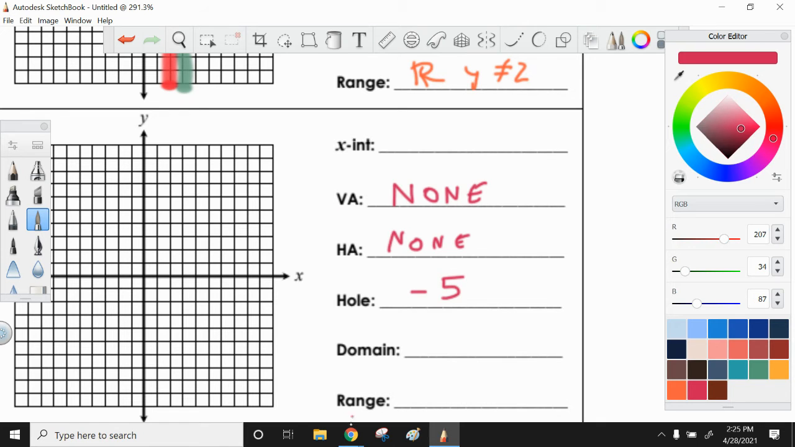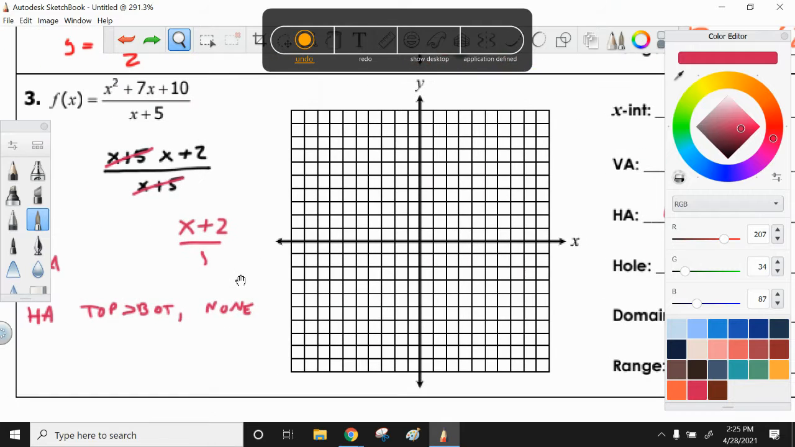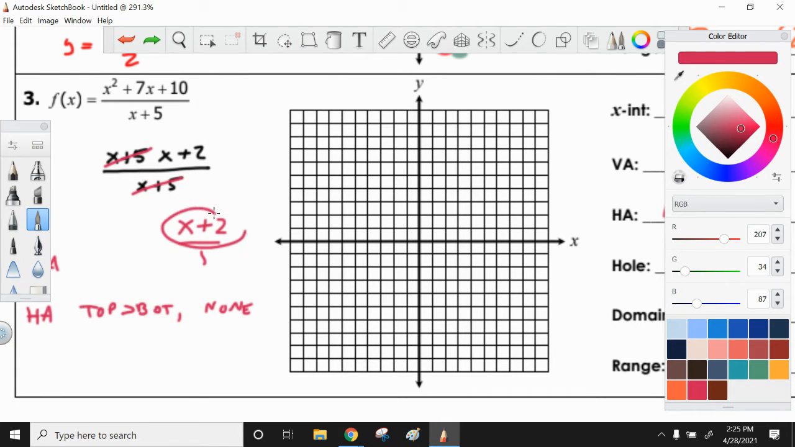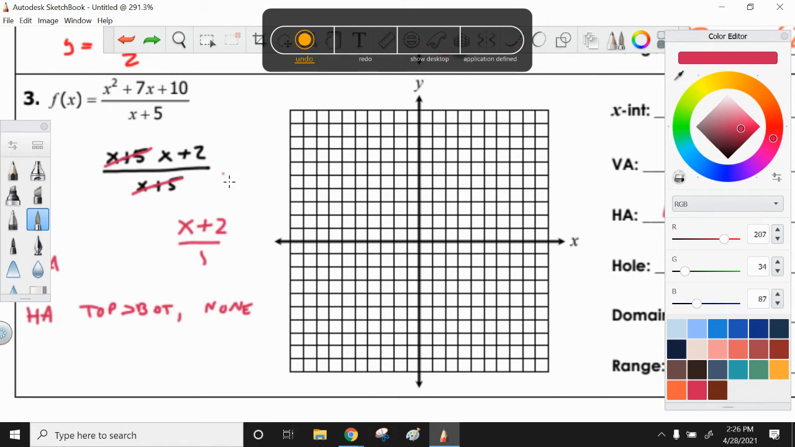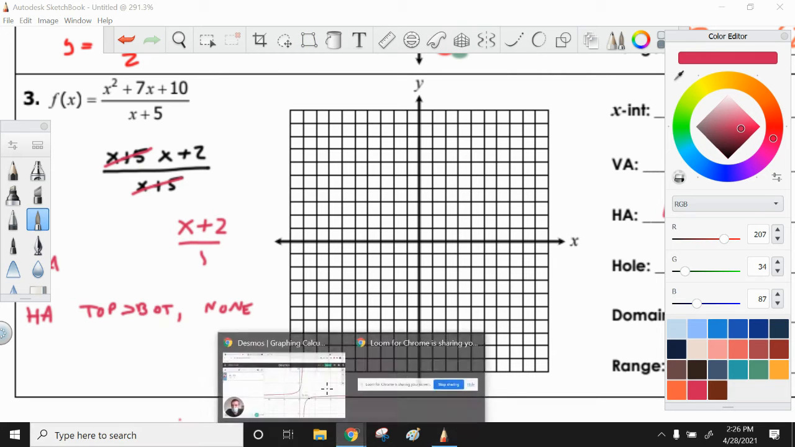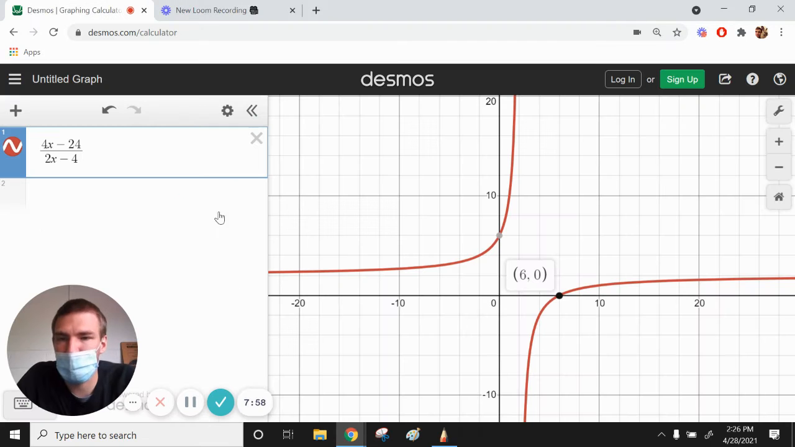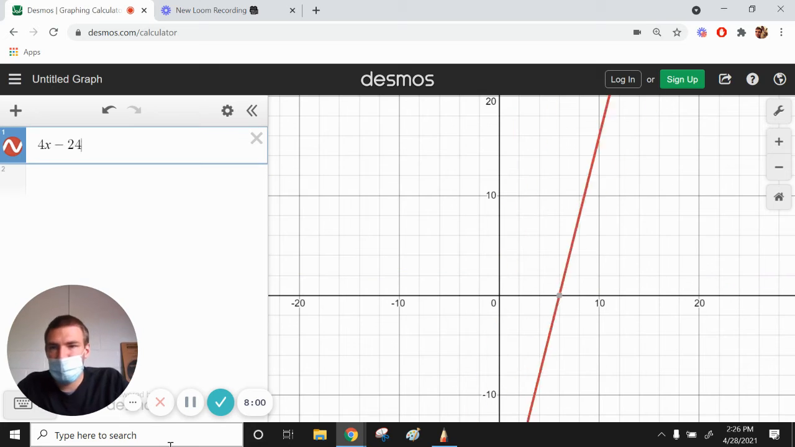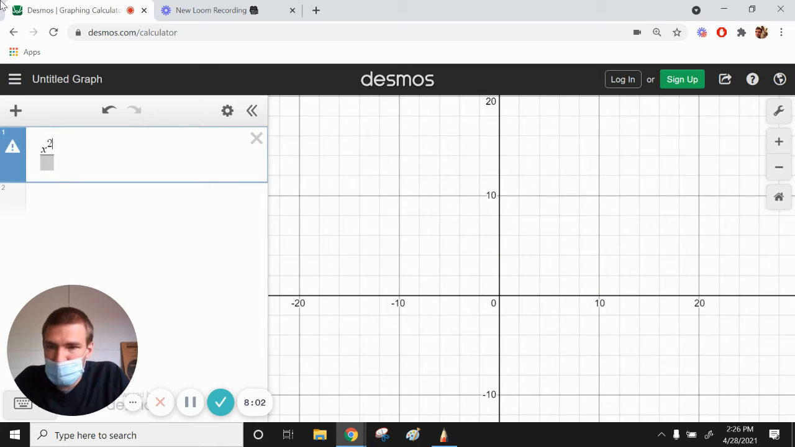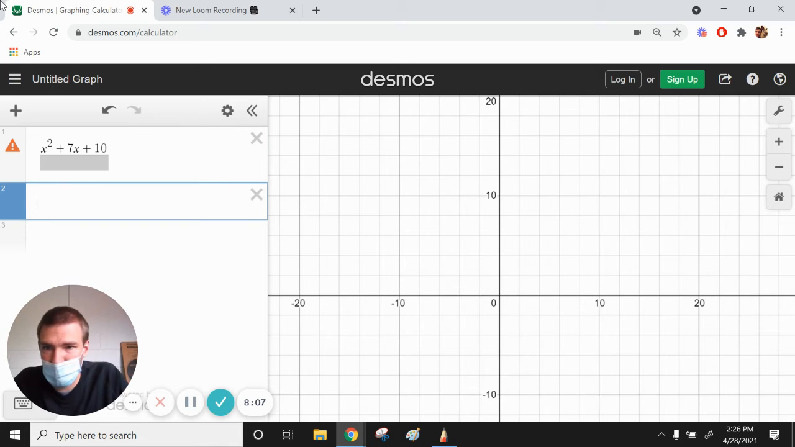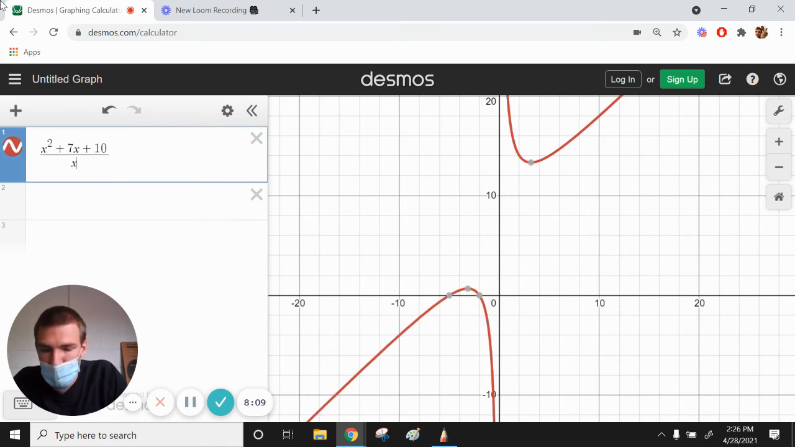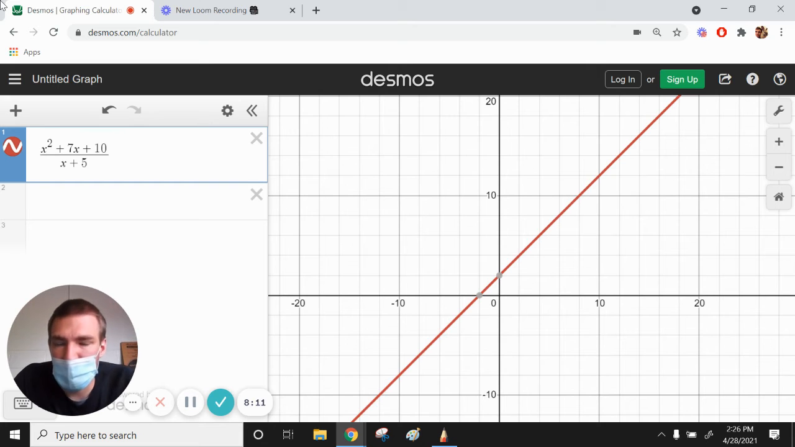It is possible, if we go to Desmos and we type this in, remember, our graph should look like this. This is the only thing left. So our graph is going to look like a regular old line. So if I type all this in, x squared plus 7x plus 10 over x plus 5, it's a straight line.